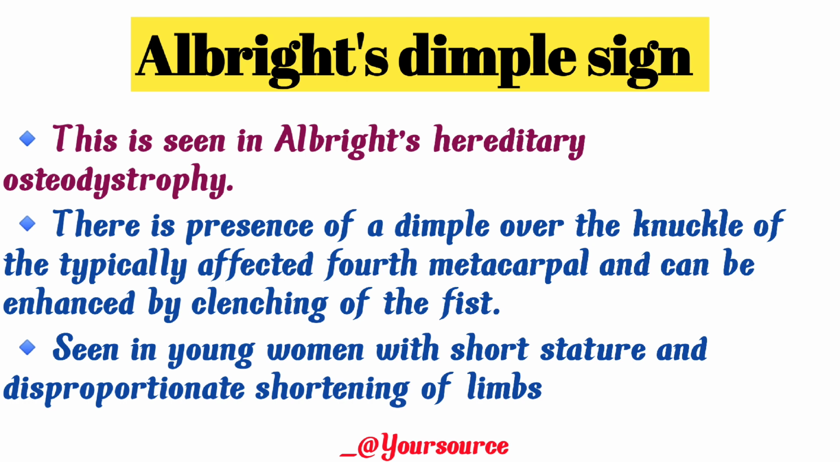Albright's dimple sign. This is seen in Albright's hereditary osteodystrophy. There is a presence of a dimple over the knuckle of the typically affected fourth metacarpal, which can be enhanced by clenching of the fist, seen in young women with short stature and disproportionate shortening of limbs.